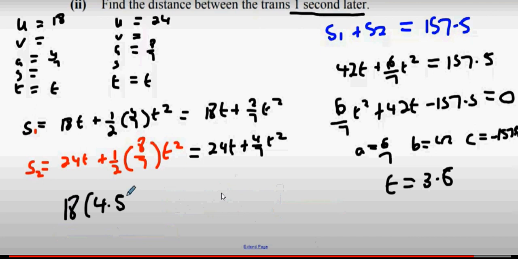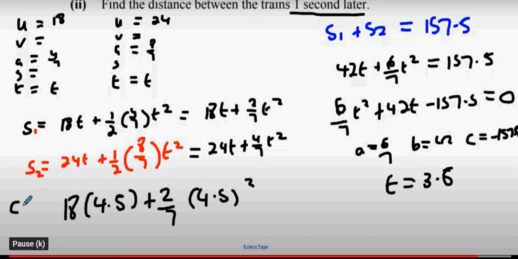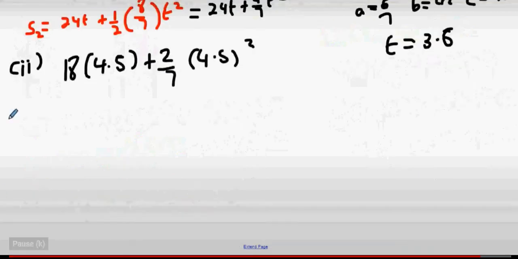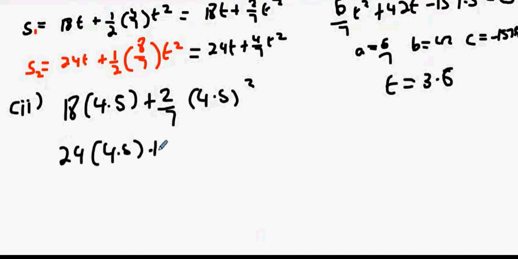So we're going to use the same formula as above. We're going to use 18t plus a half 4 over 7t, 18t plus 2 over 7t squared, and 24t plus 4 over 7t squared, etc. T value is going to be 4.5 this time. Okay? The fact that it's 4.5 this time means we're going to have a bigger number than 157.5. We're going to add the two of them together.